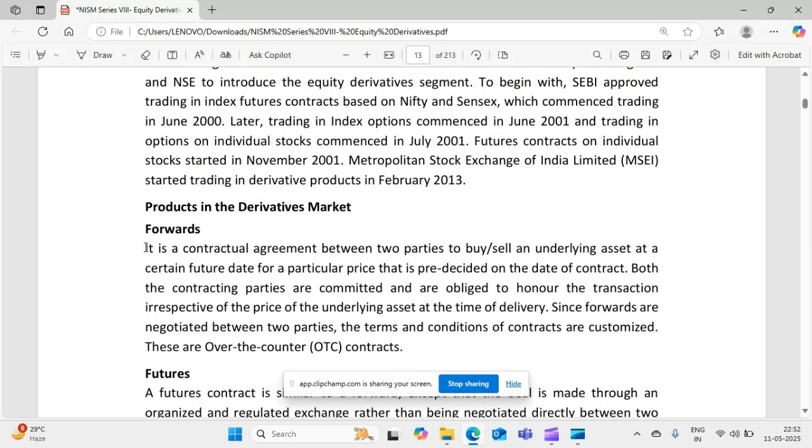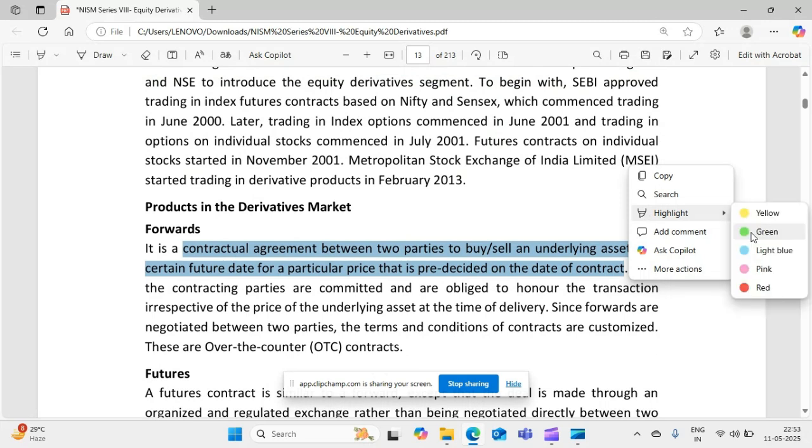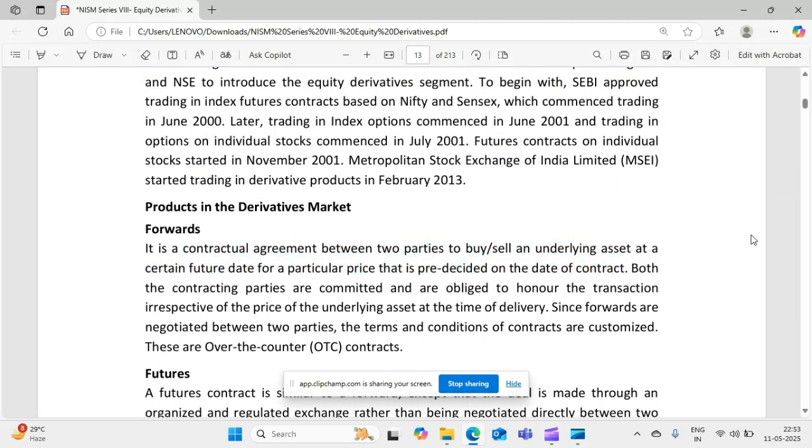So what is forward? It's a contractual agreement between two parties. This is the definition. So it is a contractual agreement between two parties to buy or sell an underlying asset at a certain future date for a particular price that is pre-decided on the date of contract. So you can see here that this contract that we are referring to, okay, it's a contract which is happening between two parties. What is the contract for? To buy or sell an underlying asset at a certain future date.